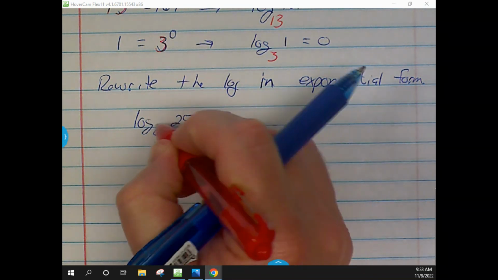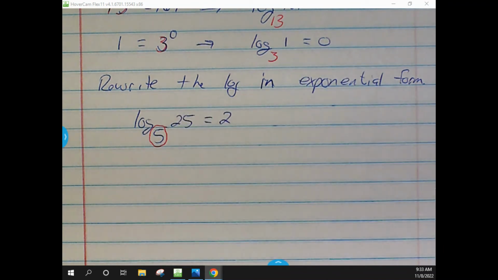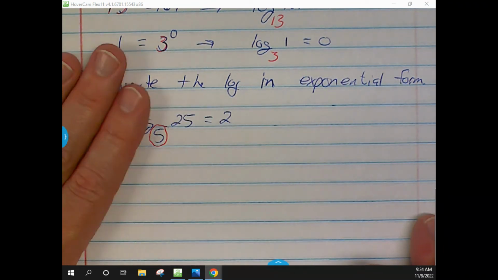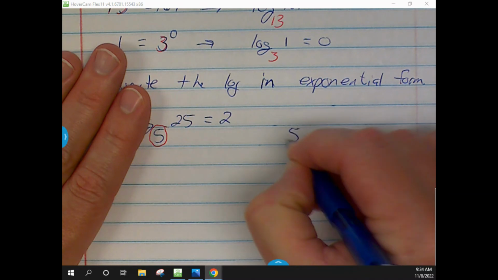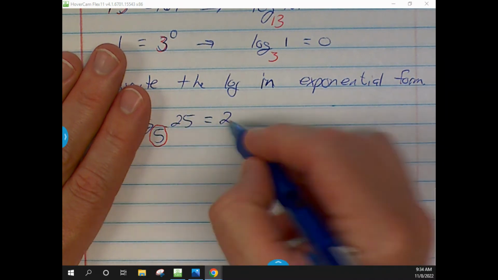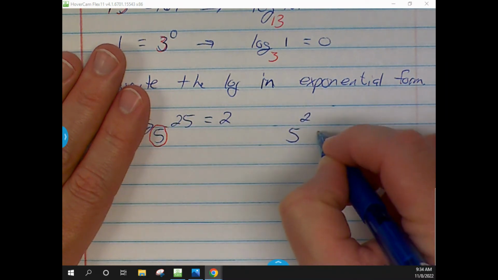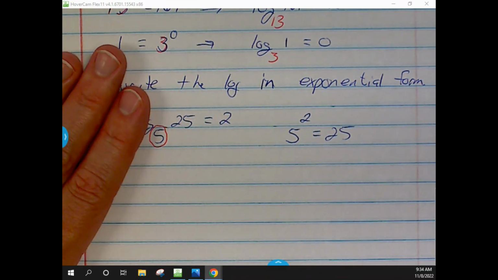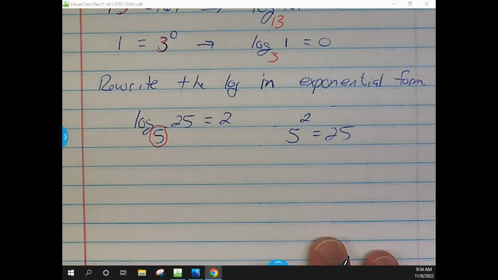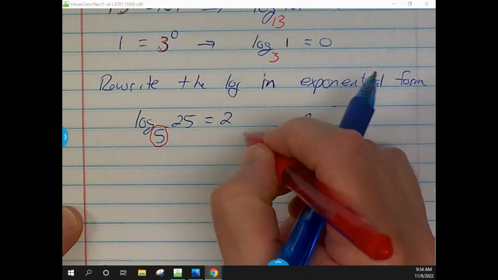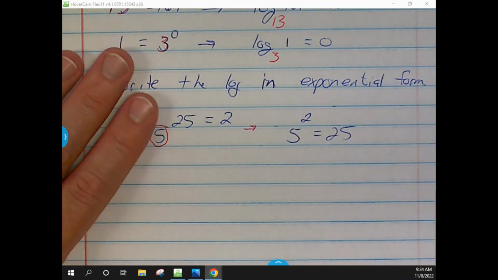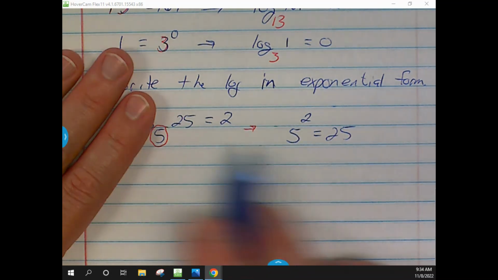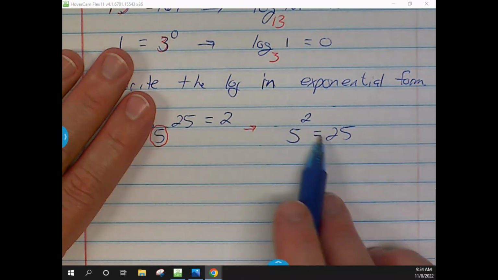All right, over here, the base is on the bottom, right? And to me, this is the one that's really easy, because you just cover up the word log. The 5 stays where it is, and then you just switch these two numbers. The 2 goes here, then you put the equal sign, and then you put the 25. So log to exponential, to me, is the easier one of the two, because you take out the word log, the base stays the same, and then you switch these two numbers. So now it's 5 squared equals 25.